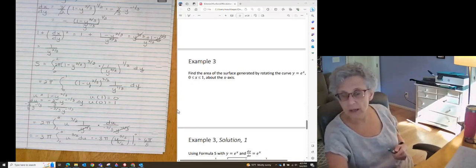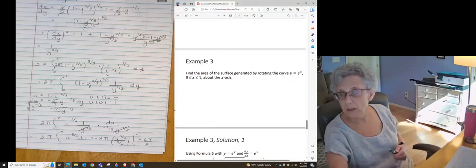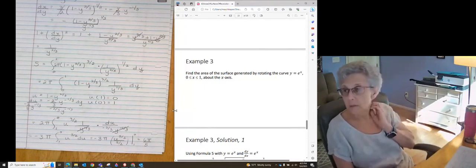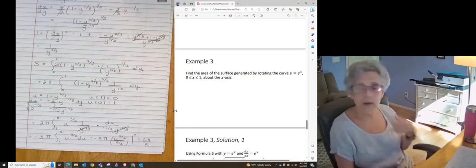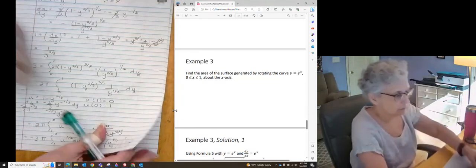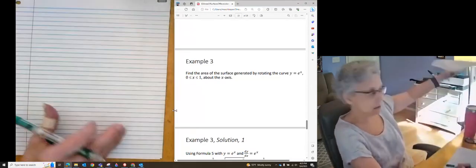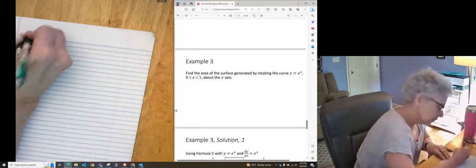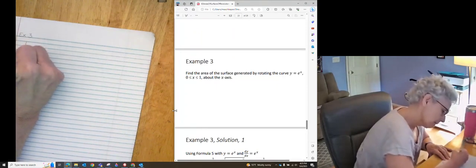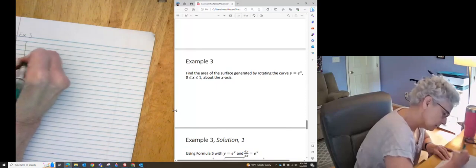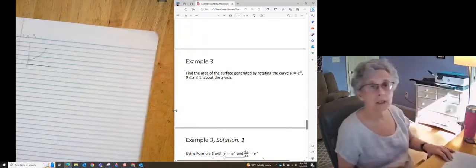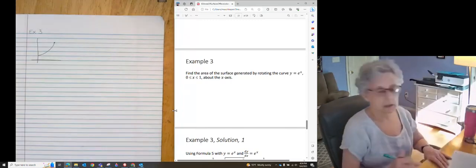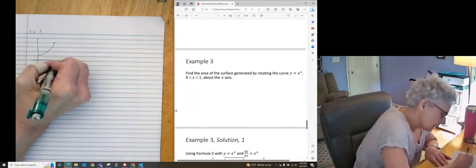Example 3. Oh, we have an exponential. So we want to generate a surface by rotating y equals e to the x about the x-axis. So let's set that up. Easy to draw. We all know what e to the x looks like. And we're going from 0 to 1, so I'm going to say it looks something like that, because we know it starts at 1 and it increases. And we're going around the x-axis.